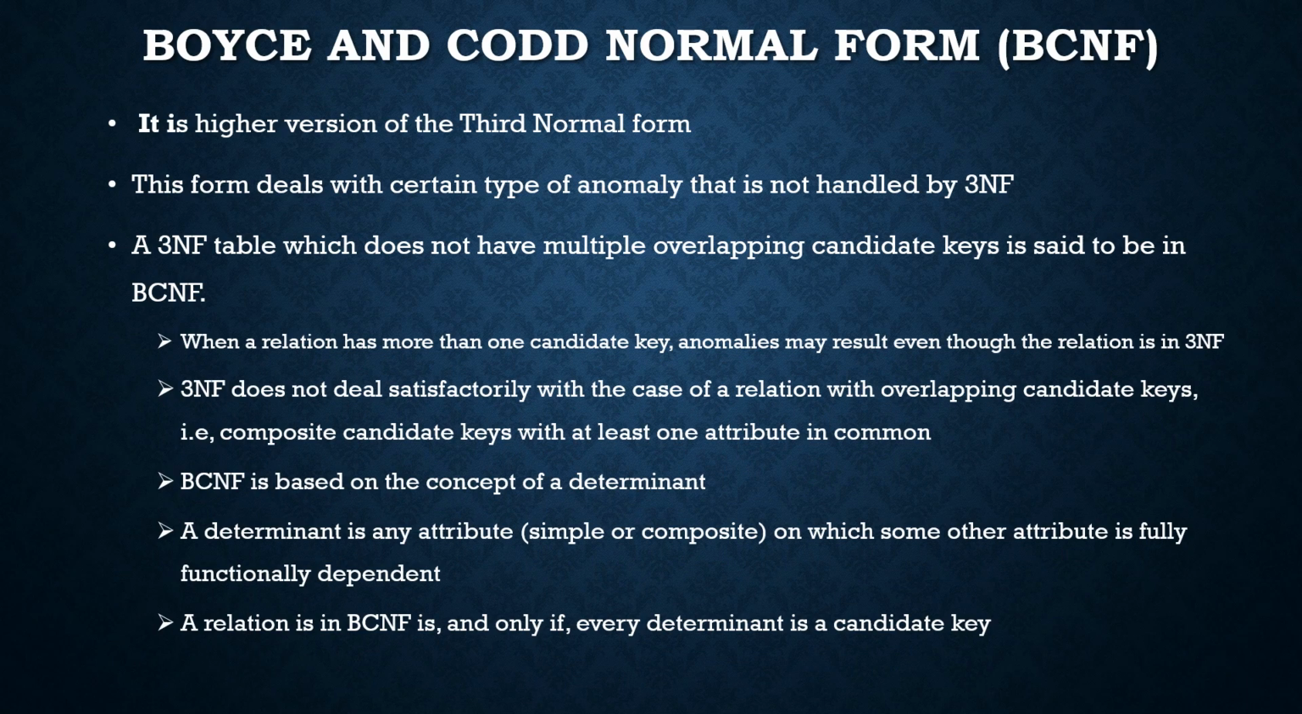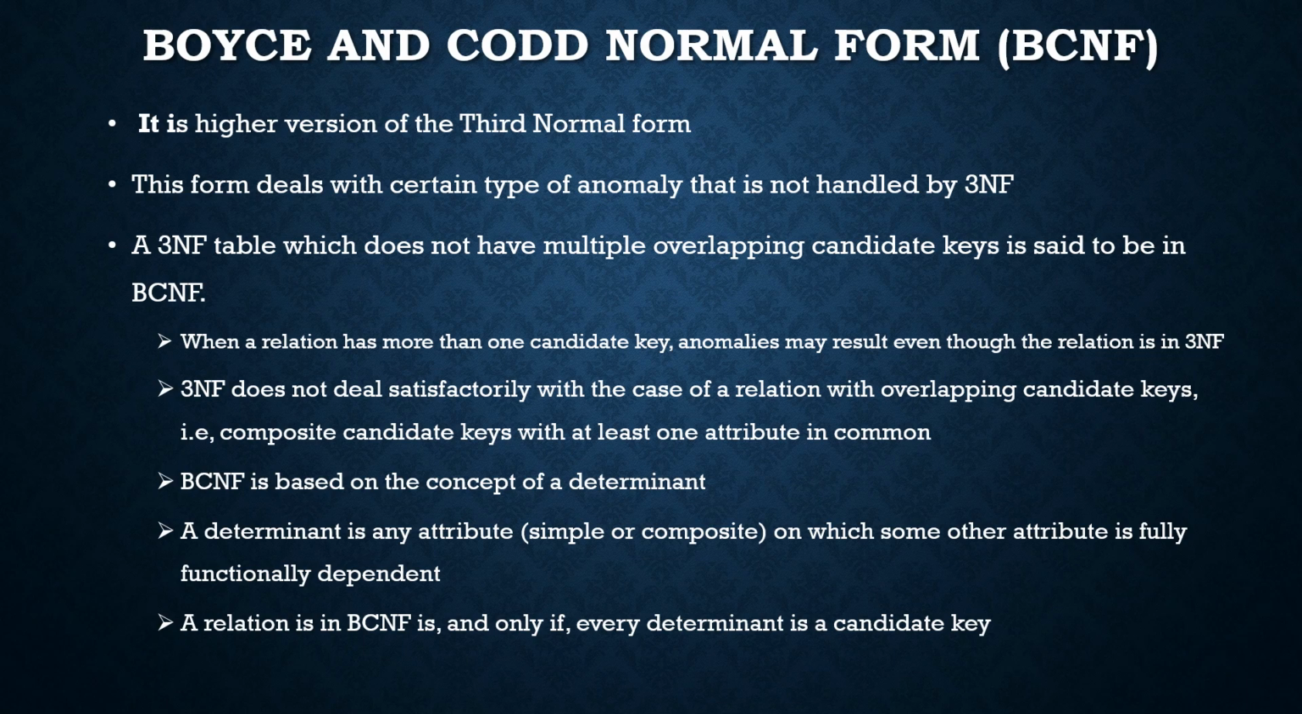See, here first one is when a relation has more than one candidate key. Candidate key means any key we can have, so it may be primary key, foreign key or any other secondary key, alternate key. Okay, anomalies may result even though the relation is in 3NF. Anomalies means problems, or we can say some sort of restrictions, or we can say complexity. Anomalies may result even though the relation is in third normal form. That means if there are more than one candidate key.